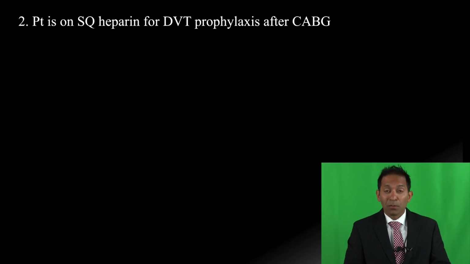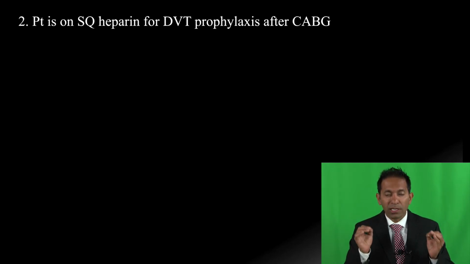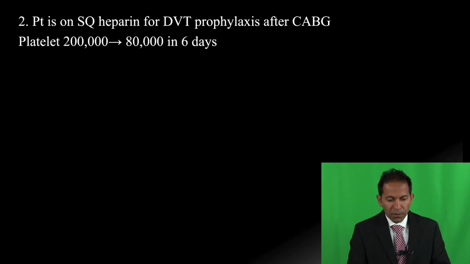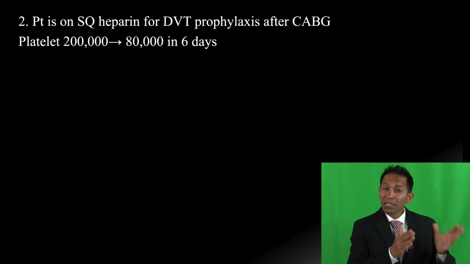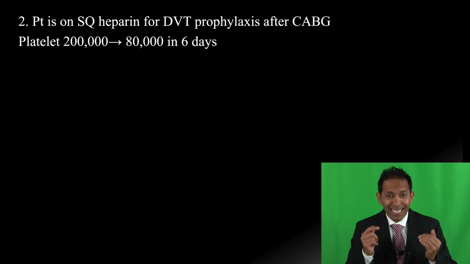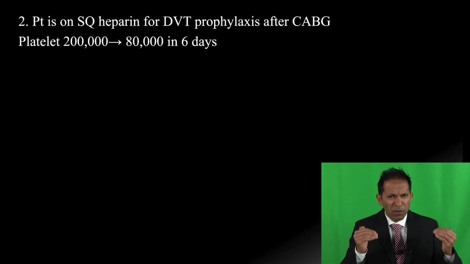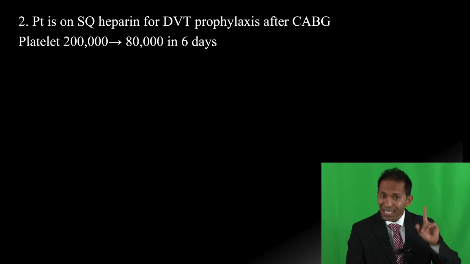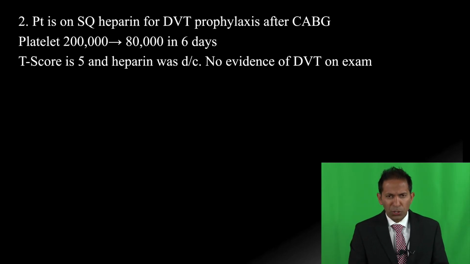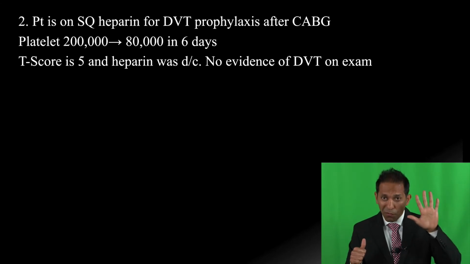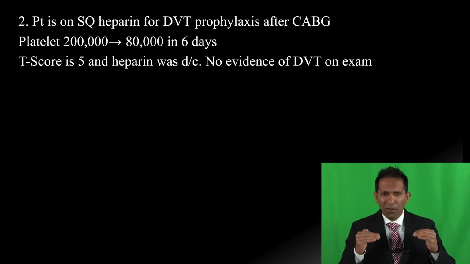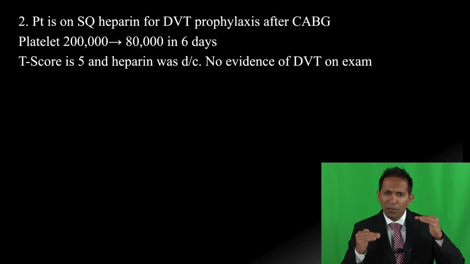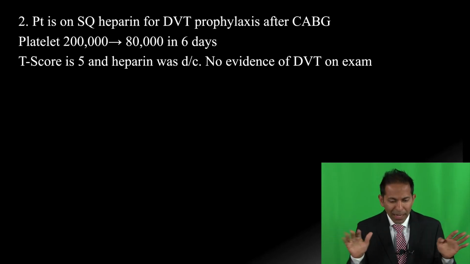So let's do question number 2. Patient is on subcutaneous heparin for DVT prophylaxis after CABG, coronary artery bypass surgery. Platelet count dropped from 200,000 to 80,000 in 6 days. So this patient has more than 50% drop in platelet count, and the timing is more than 5 days. So this is significant. You calculate the patient's 4T score, it is 5, which gives this patient intermediate probability of having HIT. So you stop the heparin.